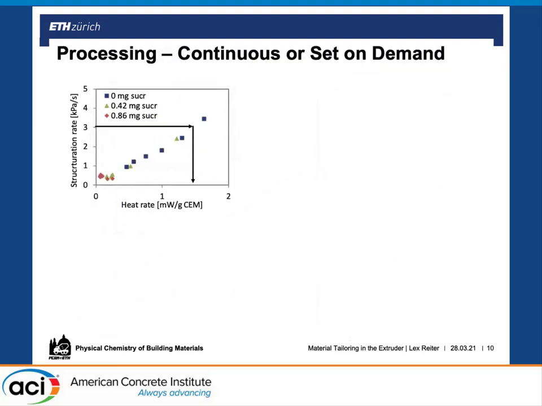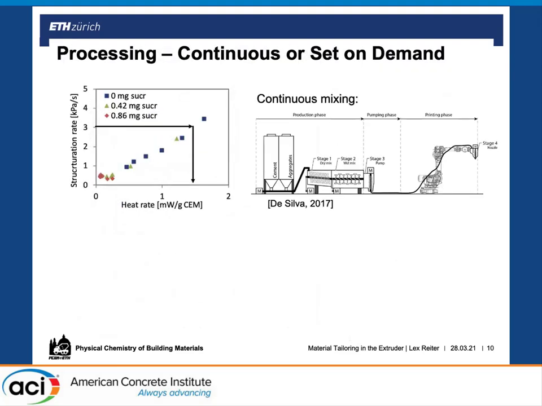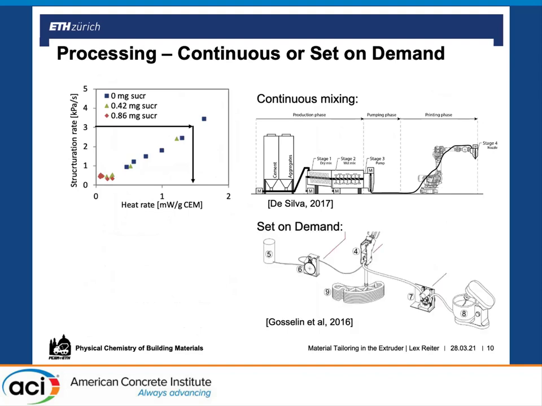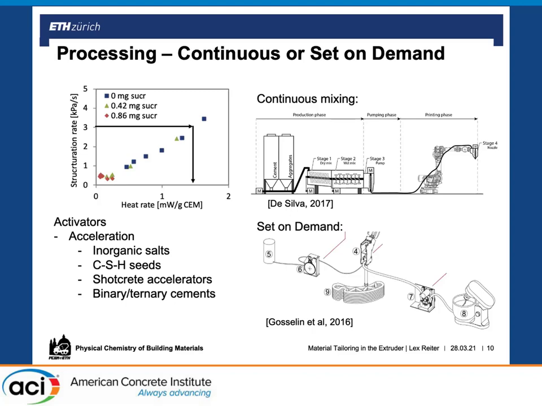And now for the processes, we have two options. We can either prepare all the time new material and hope that it hydrates fast enough once it reaches the nozzle, or that we add an accelerator there, or we can prepare two materials independently, which we call set on demand, and we are using then an accelerator, of which there are many options, to do the strength buildup.